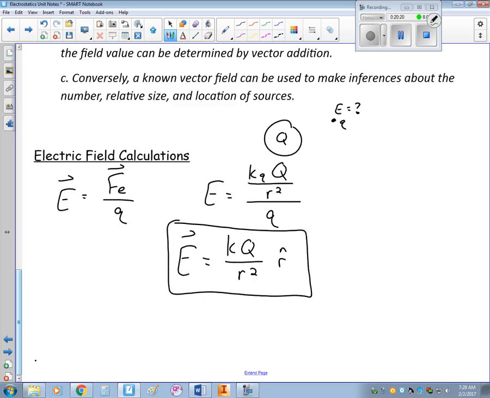The units for electric field will be newtons per coulomb. So if we take a look at this, we see that the electric field should be a newton per coulomb because it's a force per unit charge.